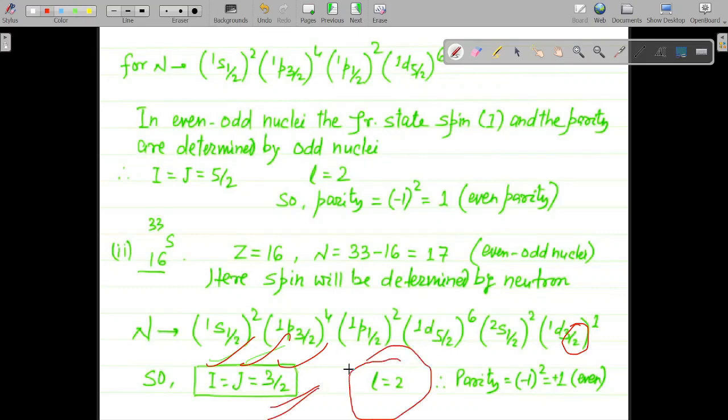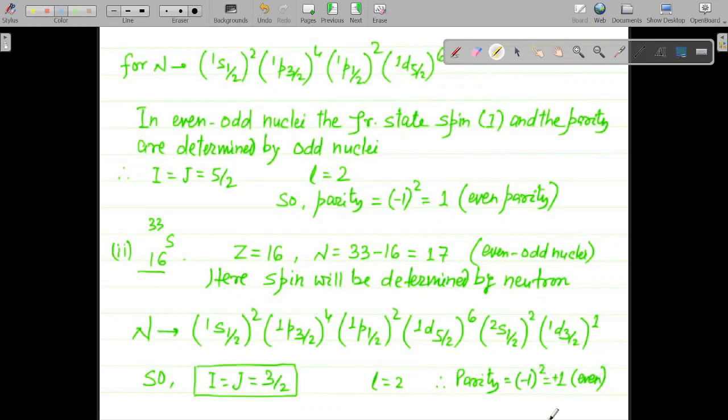Now the value of L is 2, because the unpaired nucleon is in the D subshell, and the value of L for the D subshell is 2. According to the rule S, P, D, F: for S it is 0, for P it is 1, so for D it is 2. So L equal to 2. The parity will be minus 1 to the power L, so minus 1 to the power 2, which equals plus 1. That is your even parity.